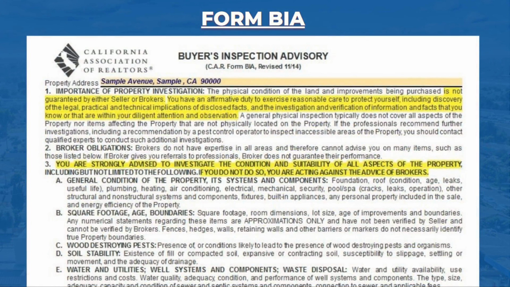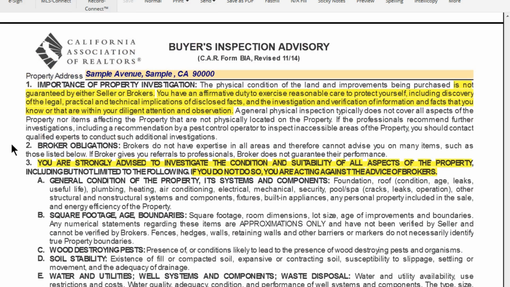The next form is the BIA, which is the Buyer's Inspection Advisory. The Buyer's Inspection Advisory is a very critical form, and it stresses the importance of buyers doing their due diligence when they're involved in a real estate transaction. It stresses the importance of property investigation.